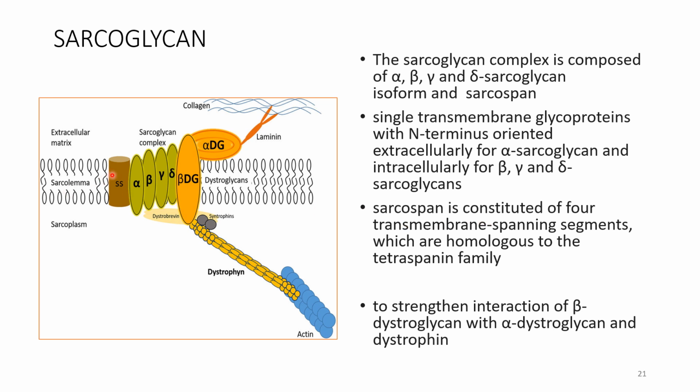Sarcospan consists of four transmembrane spanning segments which are homologous to the tetraspanin family. So this sarcospan belongs to the tetraspanin family of proteins. It is for the strengthening of the interaction between the beta dystroglycan with the alpha dystroglycan and with the dystrophin. Okay, so it is for the strengthening.